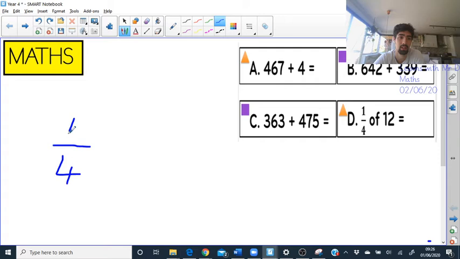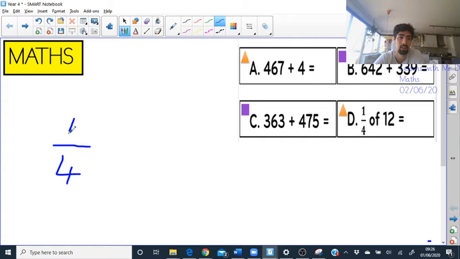So this one, line 4, means a quarter, and a quarter just means something split into 4. Where's the pen? 1, 2, 3. That's another way of showing quarters. And this 1 means that I just want to know what 1 quarter is. I split it into quarters, I split it into 4 parts, and I just want to know what 1 quarter is out of 12.